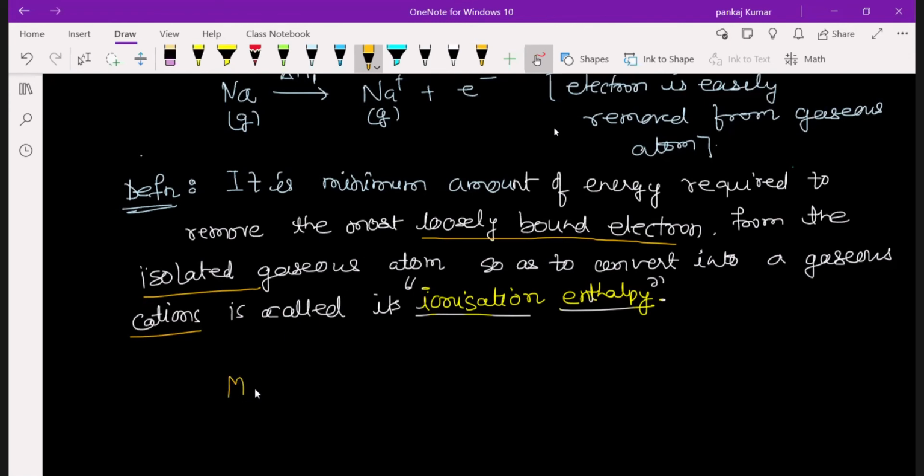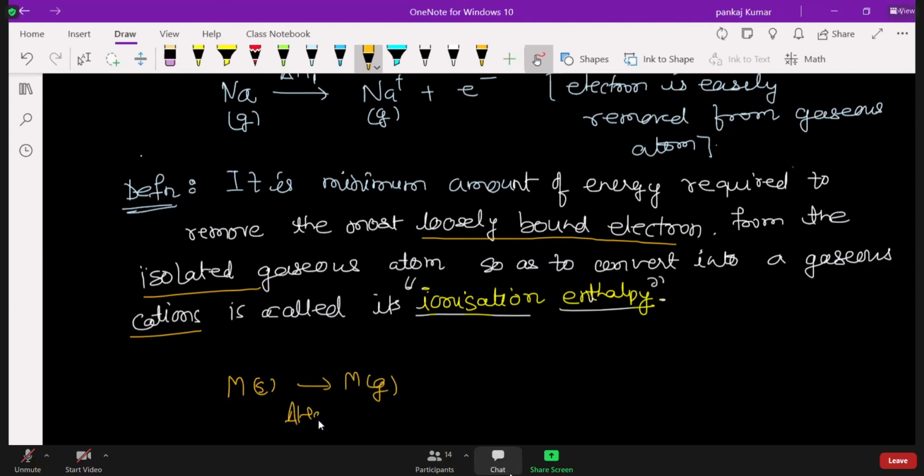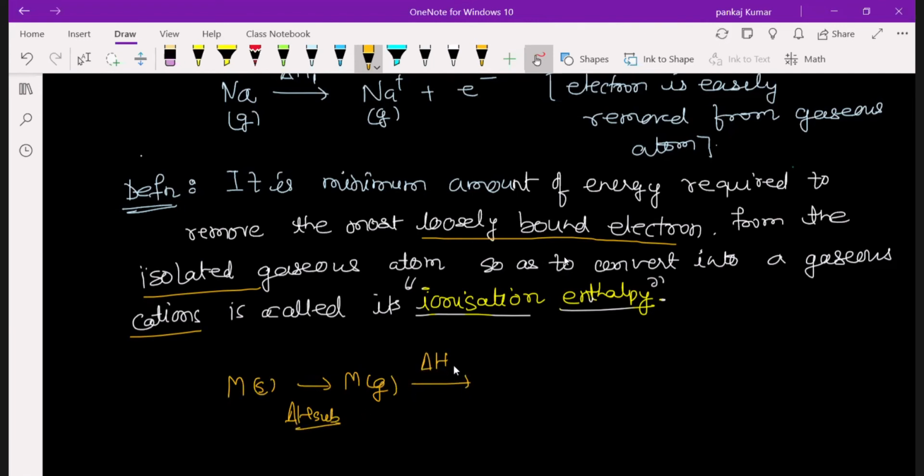So we can take any atom. If it is solid, first you convert it into gas state, so we have to give a heat of sublimation. Then if you give energy, that is the delta H1, first energy, it becomes M+. Whatever energy is required to convert this in gaseous state is called IE1, first ionization energy. Again, if you give one more energy, delta E2, it becomes M2+.